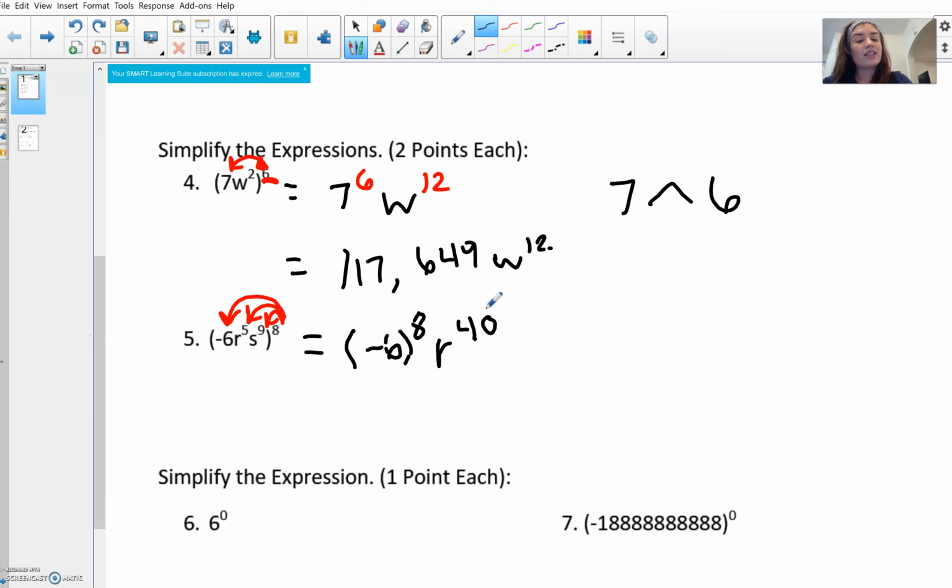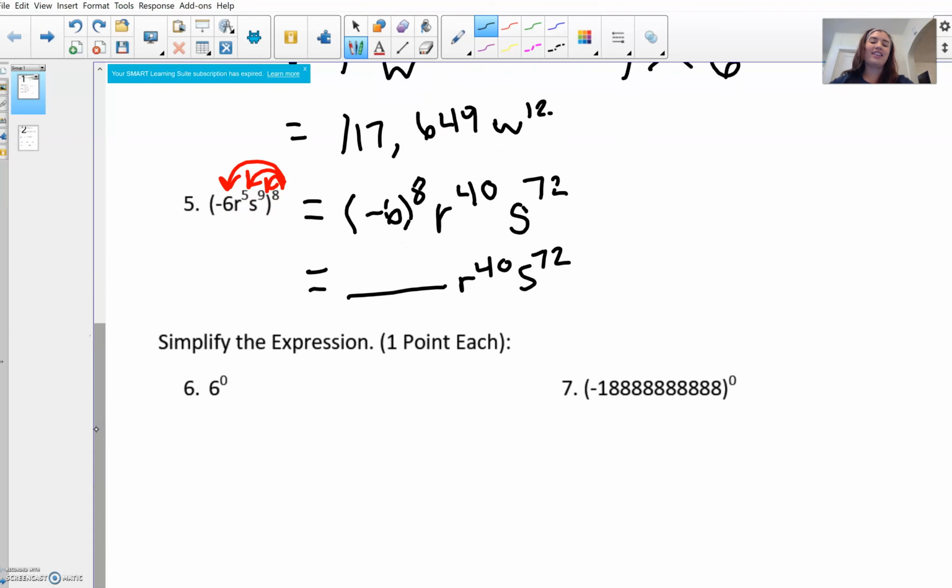Now we have s to the 9th power to the 8th power. So we're going to take s. 9 times 8 gives us 72. Once we work that out, on your own, you're going to type into your calculator negative 6 to the 8th power. You'll write out your number and include r to the 40th, s to the 72nd, and you're done.